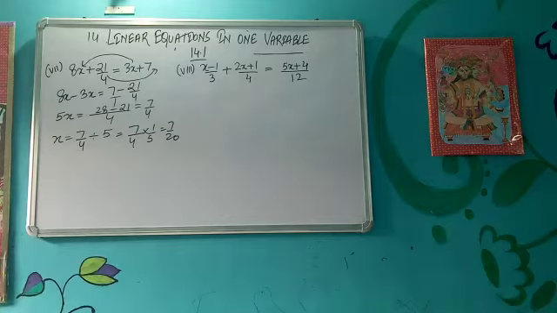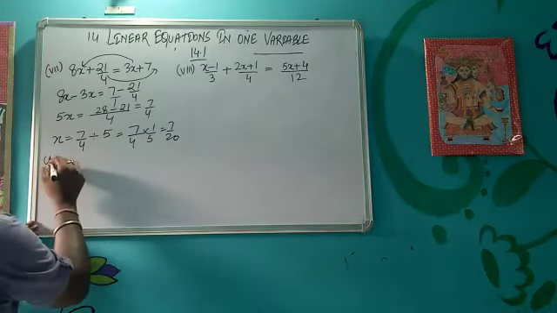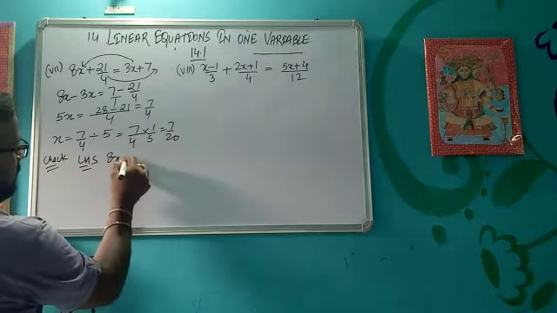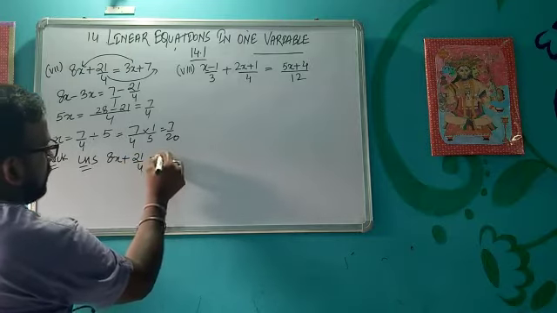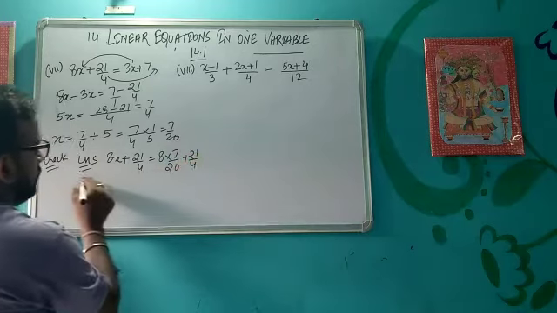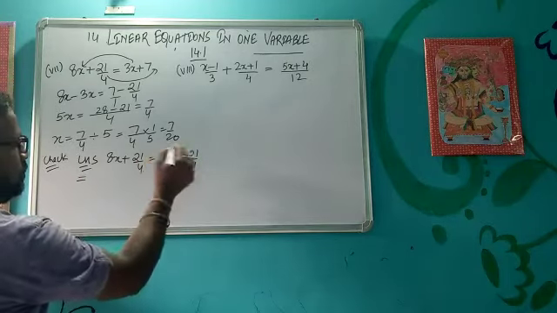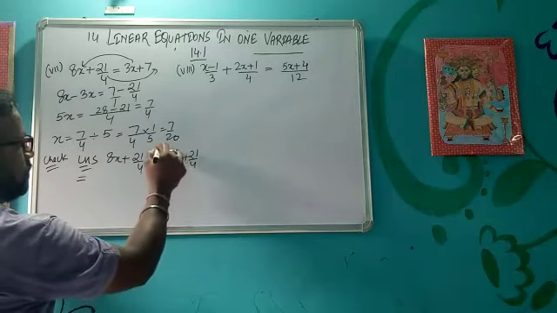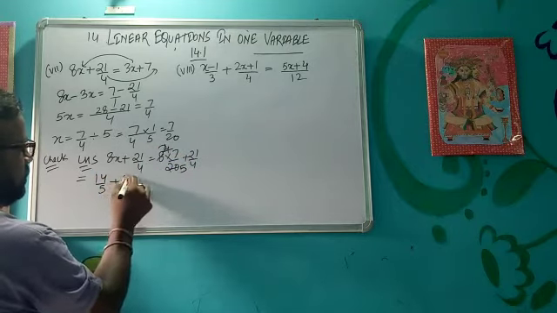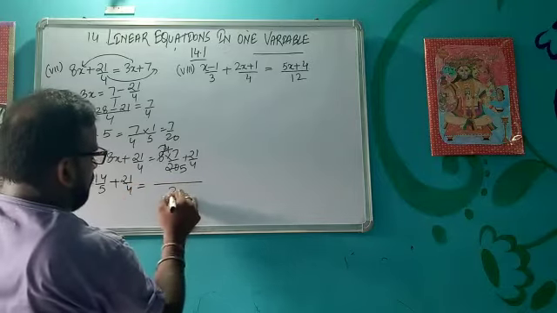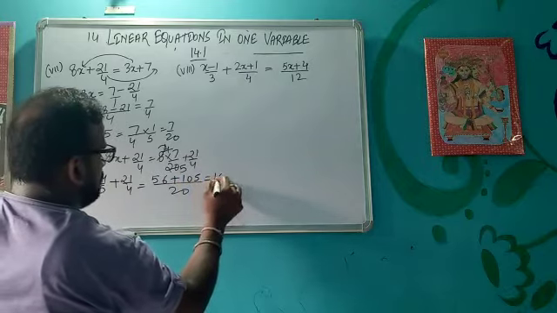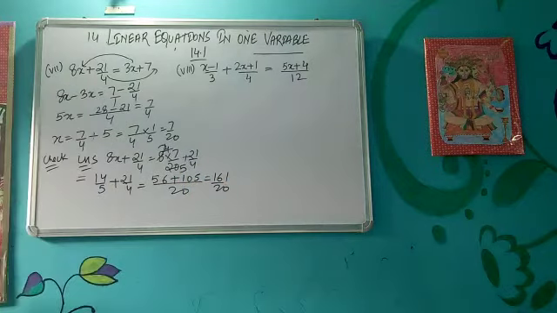Okay. And suppose if you wish to check, then I will take LHS, 8x plus 21 upon 4, 8 into 7 upon 20 plus 21 upon 4. So that will give you what? 2 into, so it becomes 14 upon 5 plus 21 upon 4. Then I will take the LCM. So it is 161 upon 20.